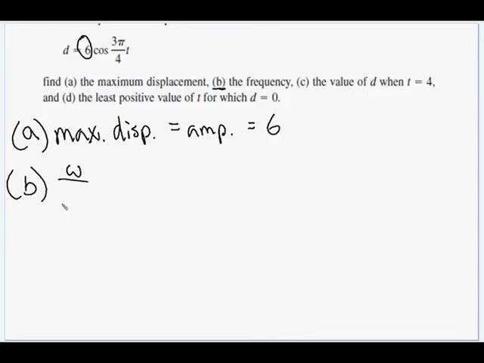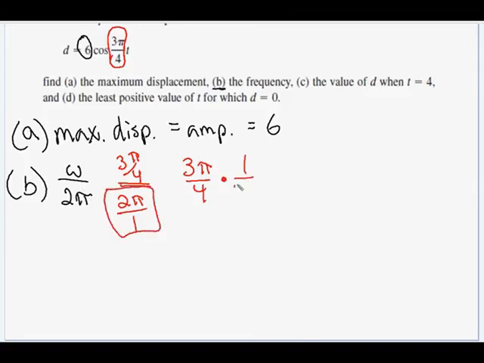Part B, find the frequency. Frequency is omega divided by 2 pi. And here omega, that's just what's in front of the t variable. So here's our given omega, 3/4 pi. So 3/4 pi is omega, and we're dividing that by 2 pi. Or I like to do that as 2 pi over 1, because now we have a fraction divided by a fraction. Our numerator is 3/4 pi, and now we're going to multiply by the reciprocal of that, 1 over 2 pi. And we can see on the diagonal the pi's cancel. Multiply straight across the top, we get 3. 4 times 2 is 8. So that's 3/8 cycles per second, or they didn't give us any time unit for this, so cycles per unit of time.